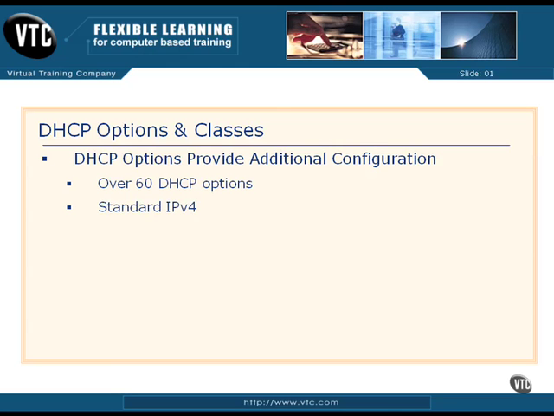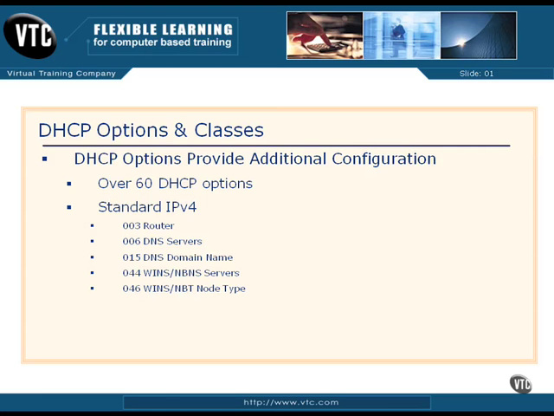Now, the standard ones in IP version 4 are 003 for router configuration, 006 for DNS servers, 015 for your DNS domain name, 044 for your WINS, NBNS, or NetBIOS name server addresses if you're using WINS, and then your WINS NBT node type.